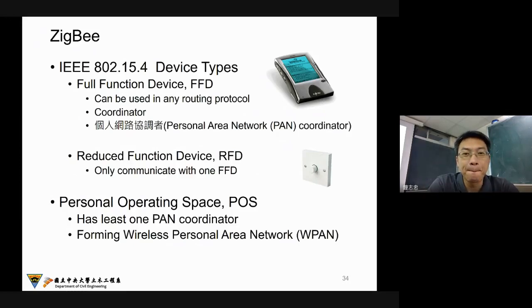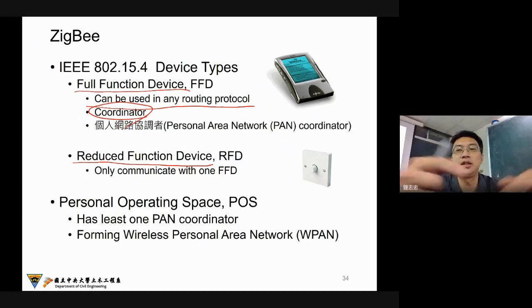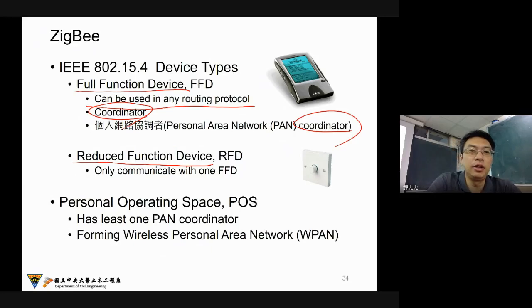There are two types of Zigbee device. One is the full function device. The other one is the reduced function device. The full function device can use any routing protocol and can be assigned as a coordinator, what we call the cluster head. It is in charge of transmitting the data, maybe in a cluster. That is what we call a coordinator. And the reduced one just transmits the data.